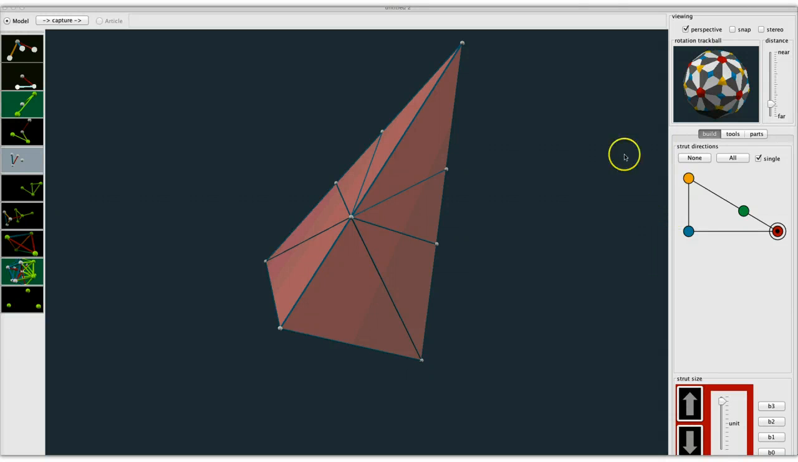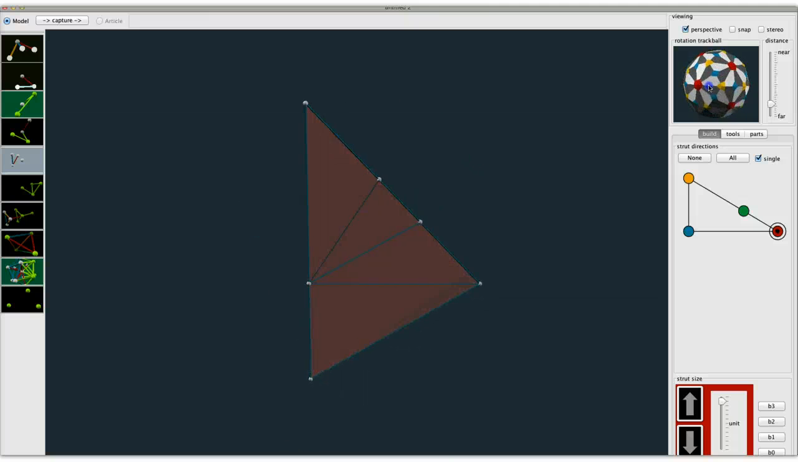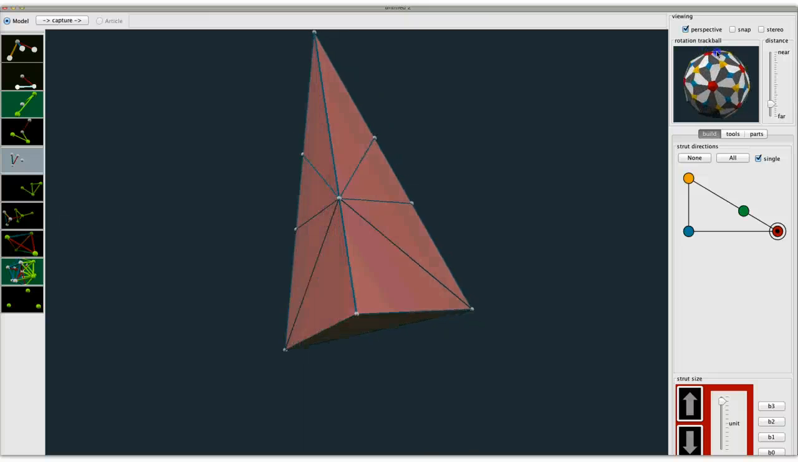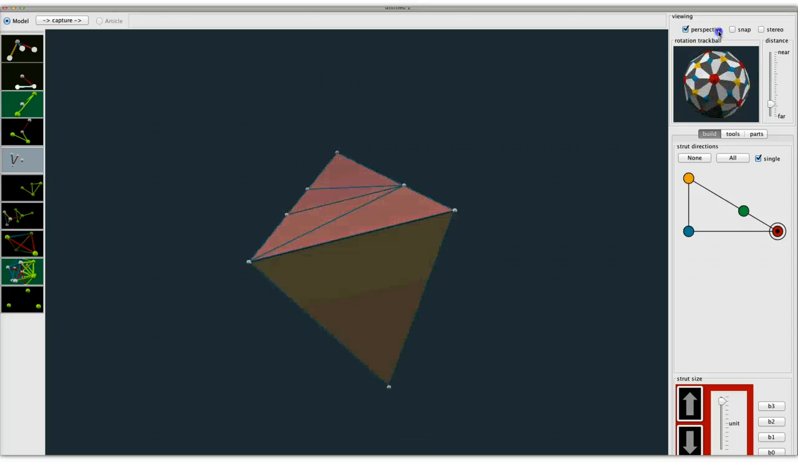Hi, this is the star tetrahedron. You can see there's some other lines on there. It's got three triangles that are isosceles that go to this apex up here, and there's an equilateral triangle base.